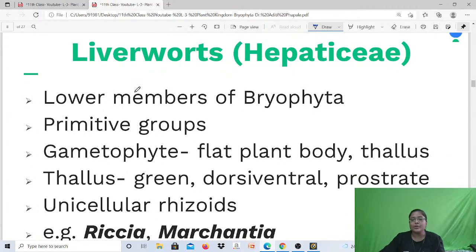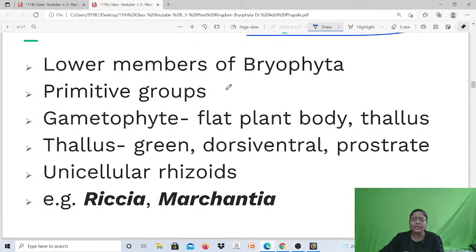So let's discuss liverworts. Liverworts are also called Hepaticae. Now these are lower members of Bryophyta, the lowest members. These are primitive groups, ekdam purane primitive groups. In them the gametophyte is a flat plant body, and it is a thallus. That means a thalloid structure. It is not differentiated into root, stem, leaves, etc.